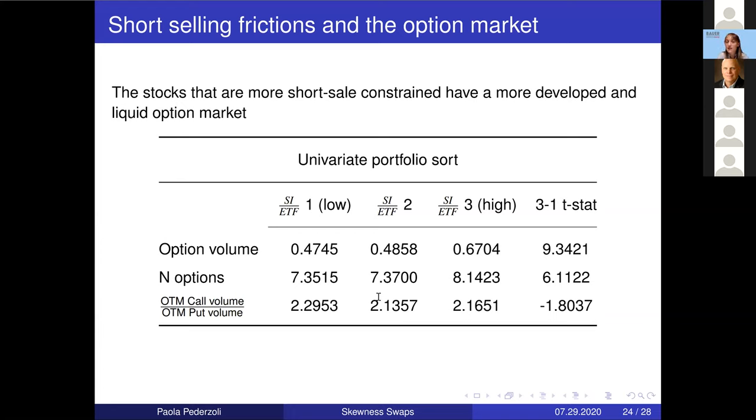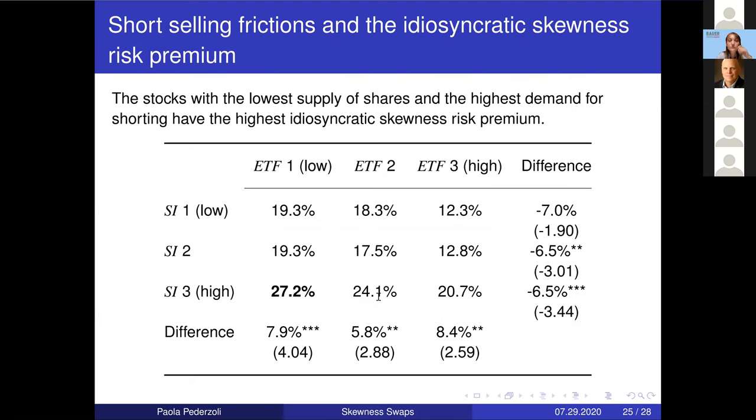And this clearly has an influence also on my skewness risk premium. So here, I investigate the relation between the short selling frictions and the idiosyncratic skewness risk premium with a double portfolio sort on the two measures, so on the supply measure of friction and the demand measure of friction. So I can also see the relation between the two. And what I find is that for the stocks where the two measures of frictions are binding, so the ETF ownership is low and the short interest is high, then I have the highest idiosyncratic skewness risk premium.